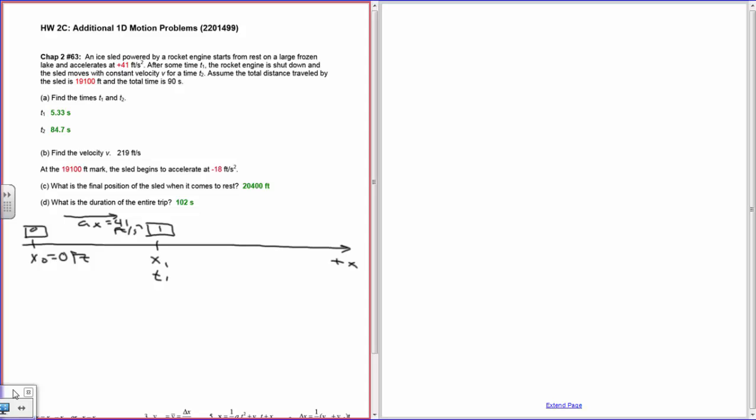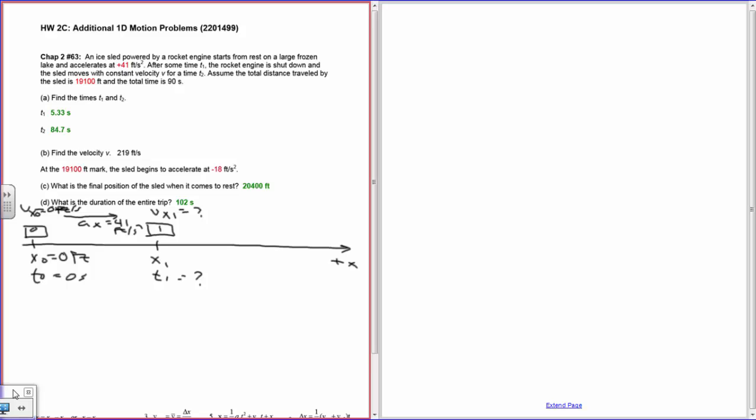It runs along. So here's at time 0, we're at 0 seconds. Time 1, we don't know. And then it moves at a constant velocity for time 2. So, Vx naught is what? What's our initial velocity? It's 0 feet per second. Vx1, do we know that? We don't know what that is.